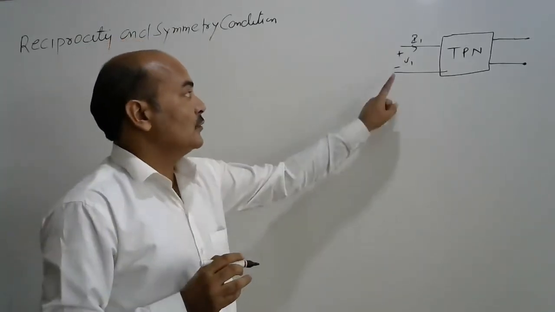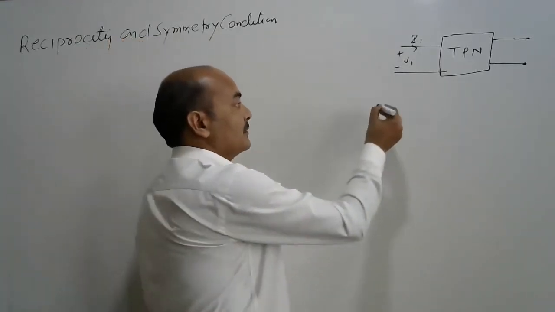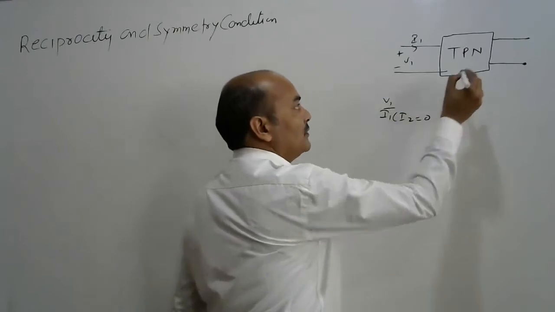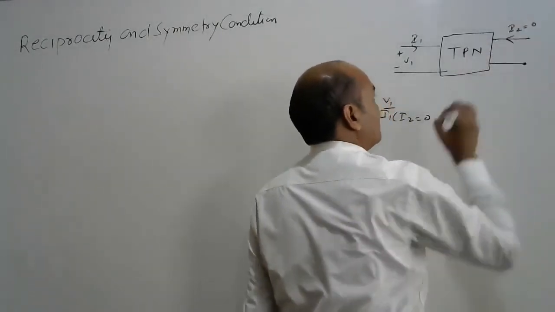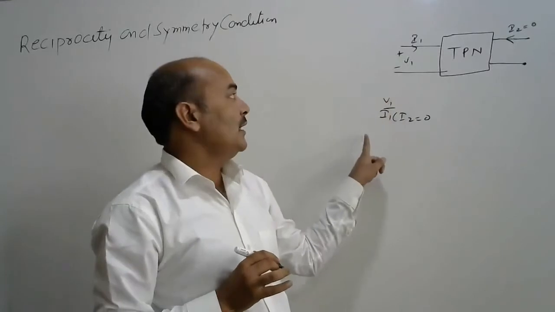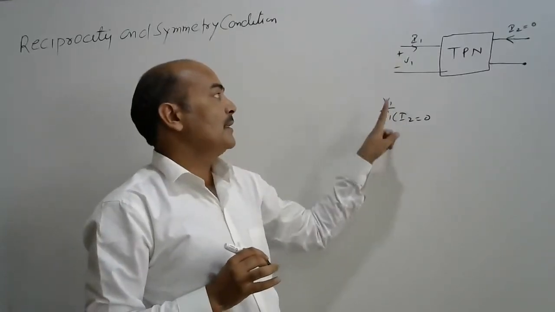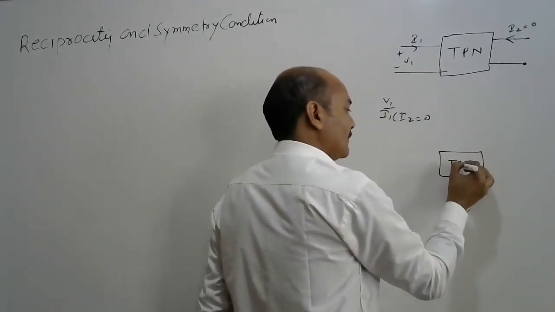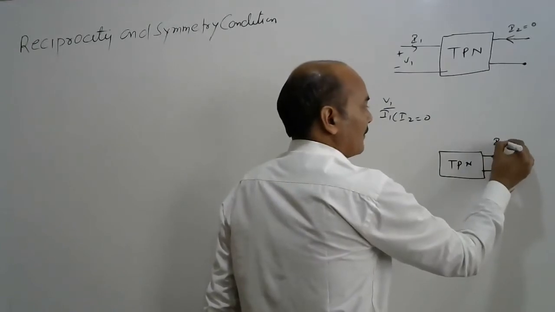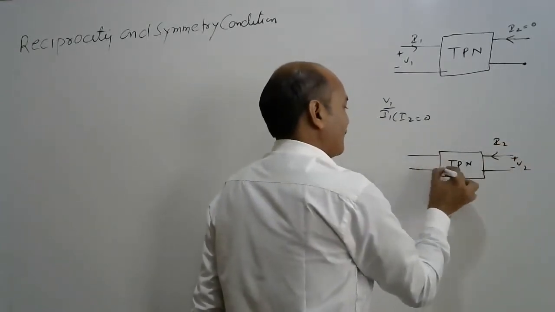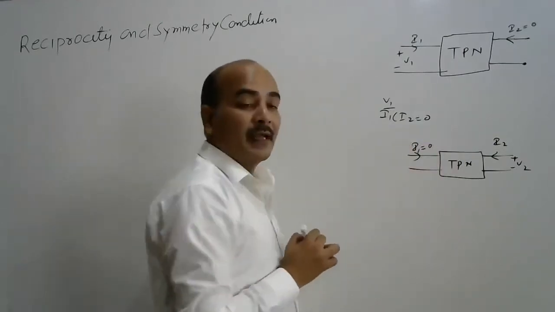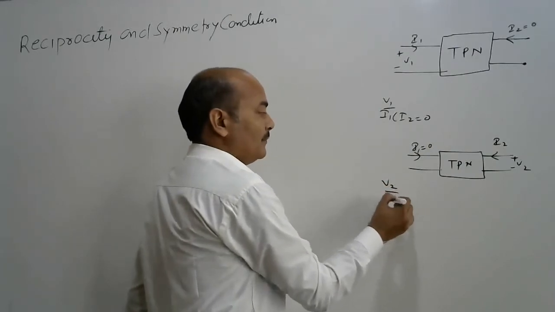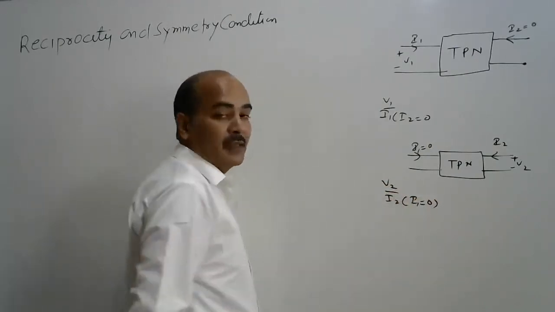So in the first case, we are calculating V1 by I1 with I2 equal to 0, so the current I2 is 0. First calculate the total input port impedance with the output port open circuit, and in the second case, calculate the total output port impedance, V2 by I2, with the input port open circuit.